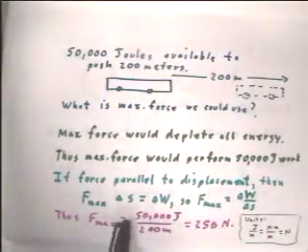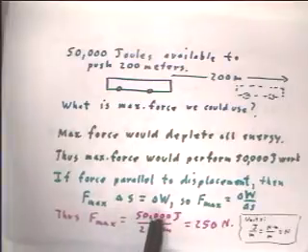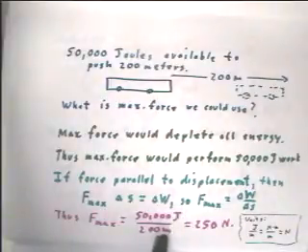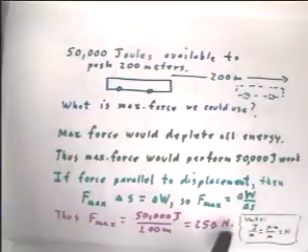Then we easily conclude that the maximum force will be the 50,000 joules divided by the 200 meters. Since a joule is a Newton meter, when we divide it by meters we get newtons, so we find that the maximum force is 250 newtons.